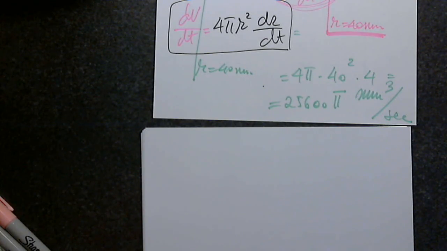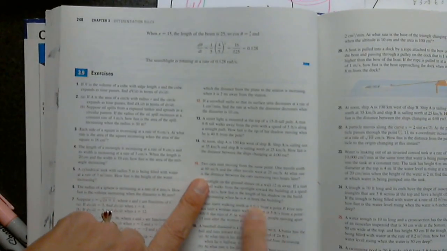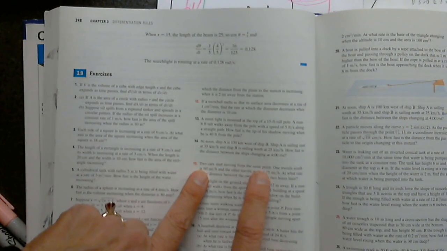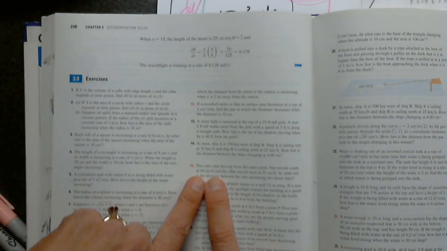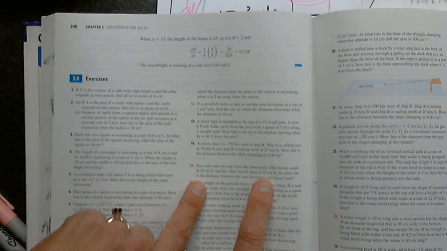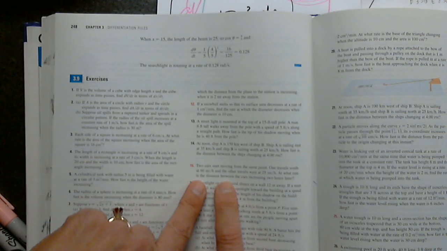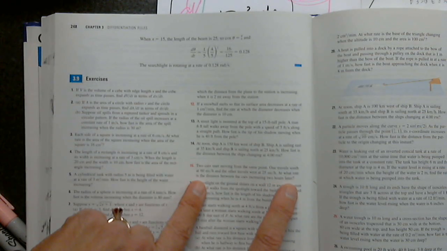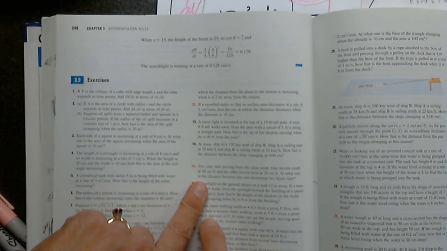Yes, let's look at this. Problem 15. Two cars start moving from the same point. One travels south at 60 miles an hour and the other travels west at 25 miles an hour. At what rate is the distance between the cars increasing 2 hours later? Whatever comes after "when," you have to disregard till the very end.